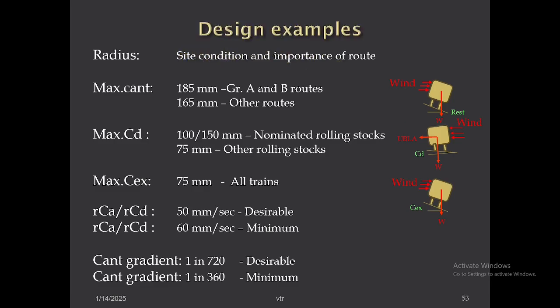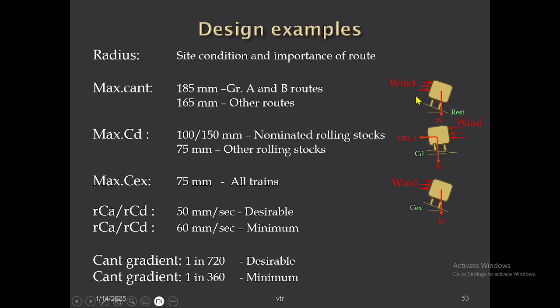Before going into the worked example, let me recollect the limiting values of the various parameters. Radius is based on our site conditions and the importance of the route. Maximum cant is limited to 185 mm in case of Group A and B routes, and 165 mm in other routes. This limiting value has been set from the safety point of view as well as the comfort point of view.